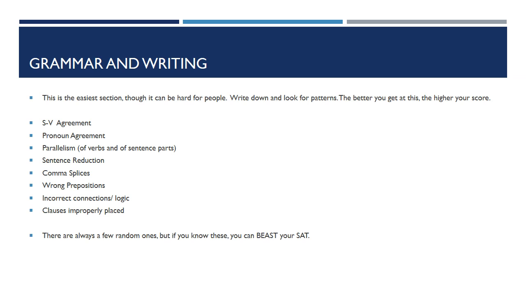And then clauses that are improperly placed. The clause that modifies the noun needs to come close to that. And so oftentimes they'll make a sentence convoluted so that the clause is improperly placed and it's not modifying the right word. So these are just a few of them, and there are a couple of extra random ones that they'll throw in there. But if you can train yourself to look for these few pieces of incorrect sentences, then you'll be able to do much better on the grammar and writing section.